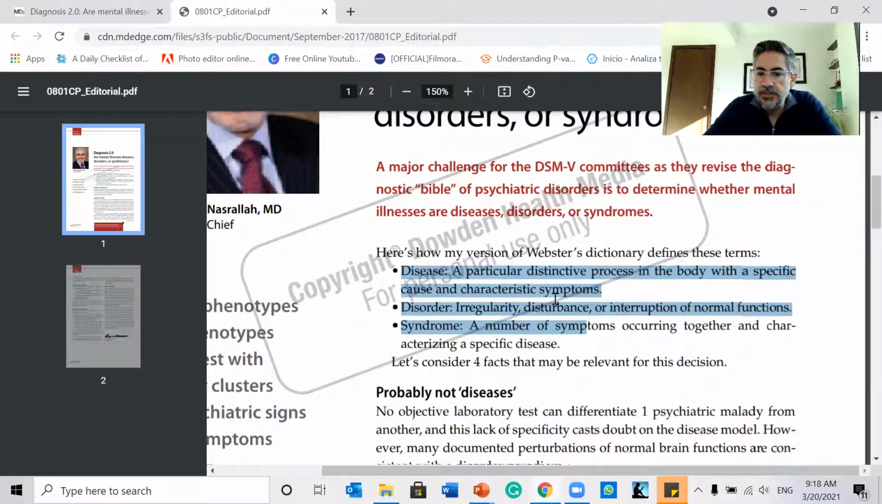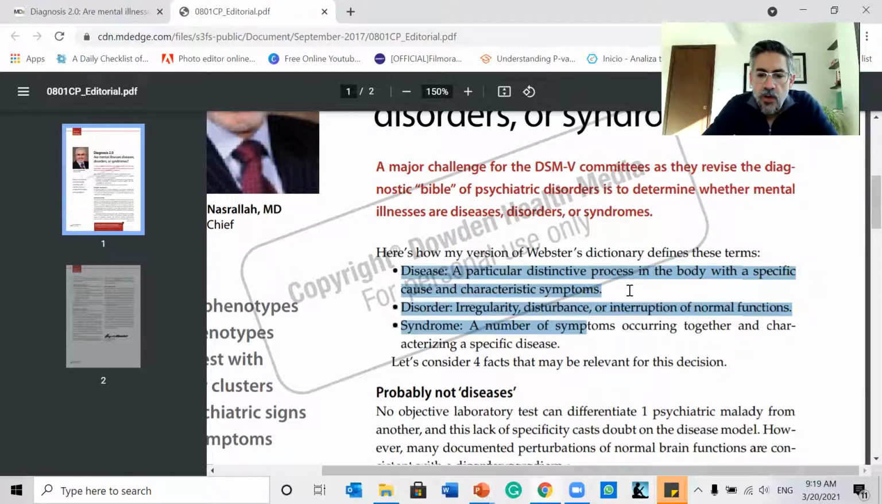Well, a disease is a particular distinctive process in the body with a specific cause and characteristic symptoms. This is very important, guys. We know, for example, the disease of COVID. Well, we know that there's a cause, there's a virus that is affecting our immune system, and then we develop the disease, right? We can know the cause of it. Someone has cancer, okay? We know the cause of cancer as well. That is the cells not working appropriately, reproducing in an unhealthy way and developing tumors, right? So we know the cause of the disease. That is very important, okay? There's a cause and then there are symptoms.